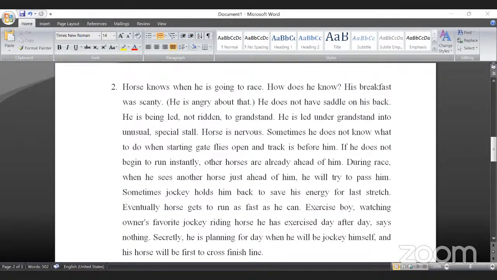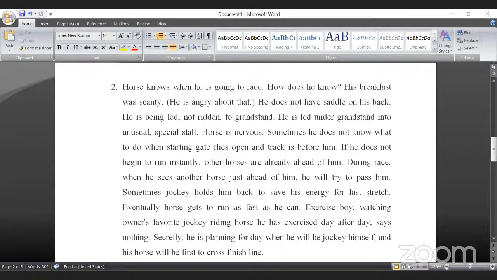If there is a long sentence and there is a noun and we are describing that noun again and again in that sentence, then we have to use the, yes, because we have already referred to it, so people know what it is. Okay. So, he is being led, not ridden to the grandstand. He is led under the grandstand into an unusual special stall.